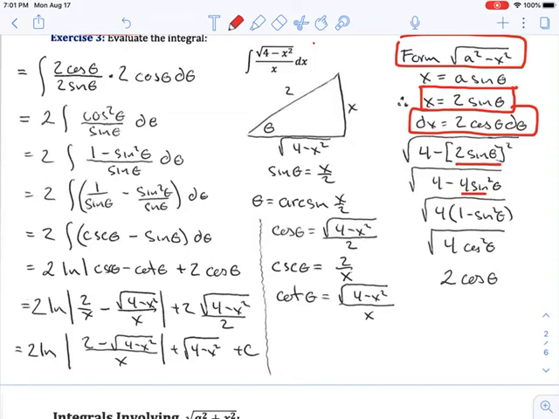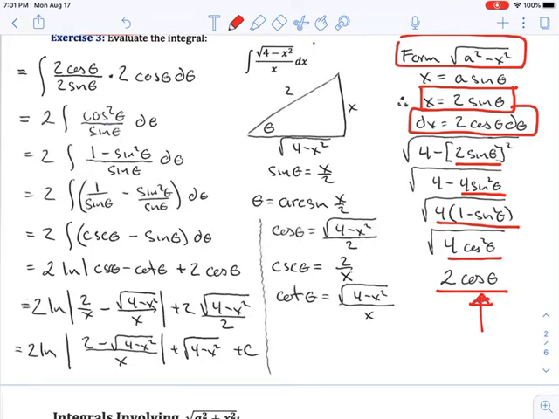Square all that. Factor out the 4. Convert 1 minus sine squared to cosine squared. And take the square root of the whole thing. And you end up with 2 cosine of theta. Okay? So once again, you see that each time we end up with a cosine of theta here.